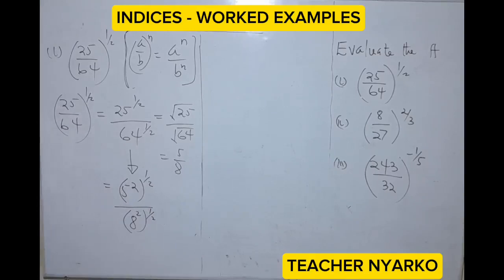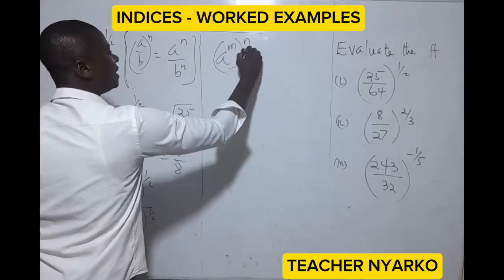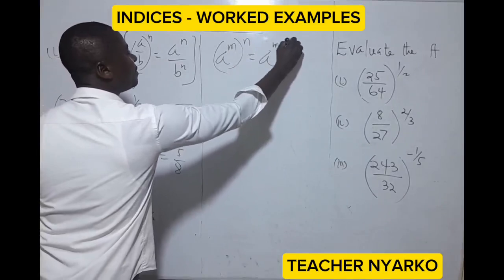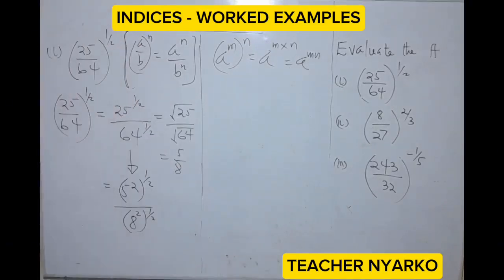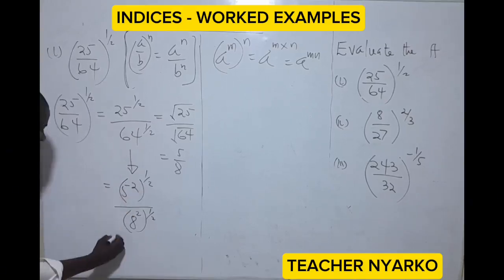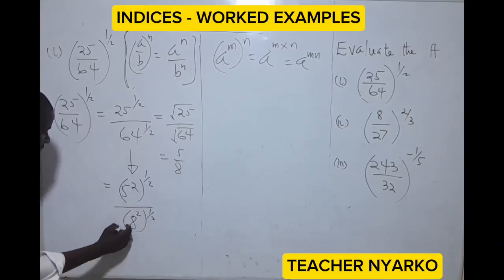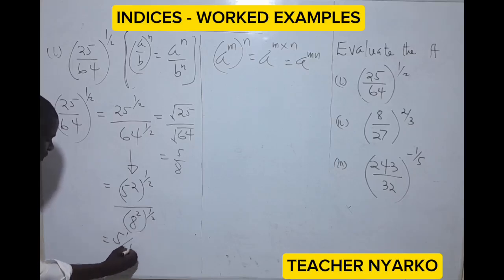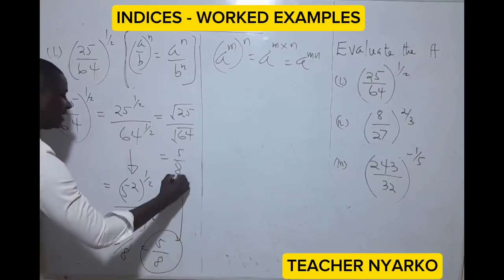Now, if you remember, the third law says that if you have a exponent m, all exponent n, this is the same as a exponent m times n, that is a exponent mn. It means that we can multiply 2 by the half, and in doing that, we have 5. 2 times half is 1, so 5 exponent 1, over 8 exponent 1, since 2 times half is also 1. 5 raised to the power 1 is 5, over 8 raised to the power 1 is 8. So the answer is still 5 over 8, and it's the same as this.